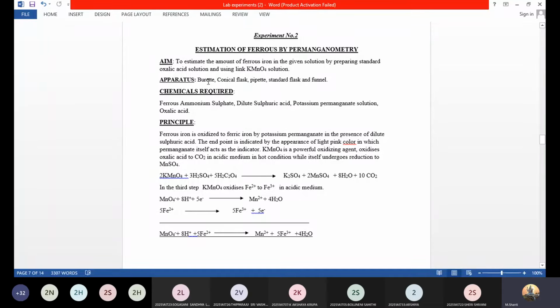Now coming to the apparatus, already I told you, you can find the common apparatus: burette, conical flask, pipette, standard flask and funnel. And what are the chemicals you require for this? Can somebody read out? Ferrous ammonium sulfate, dilute sulfuric acid, potassium permanganate solution, oxalic acid. Okay, good.